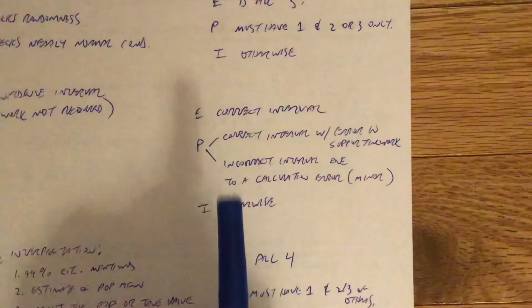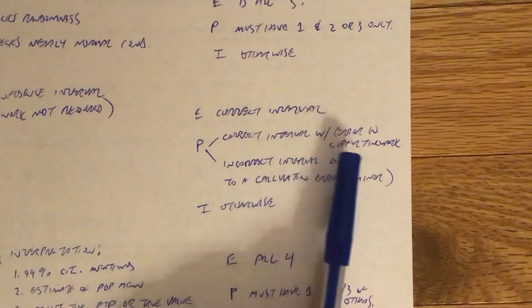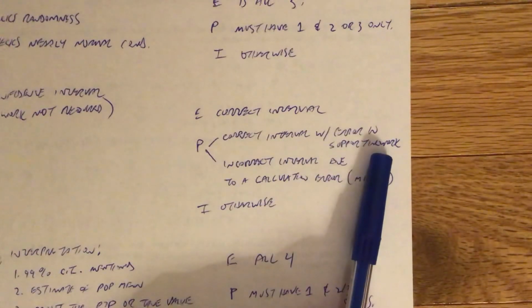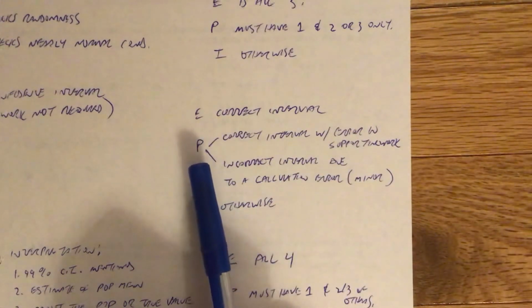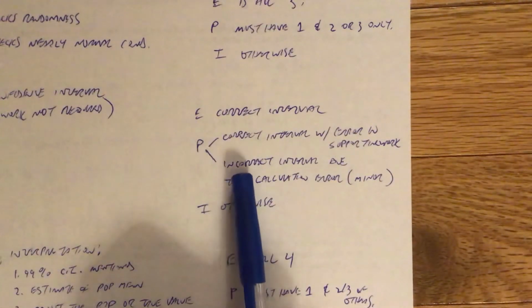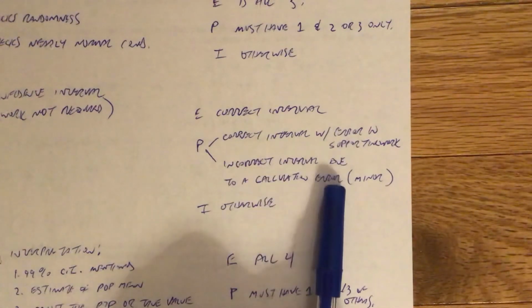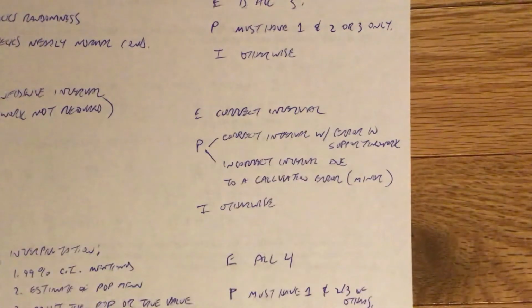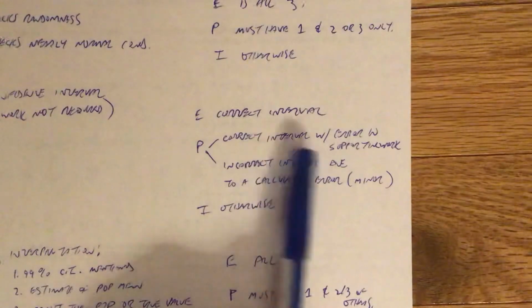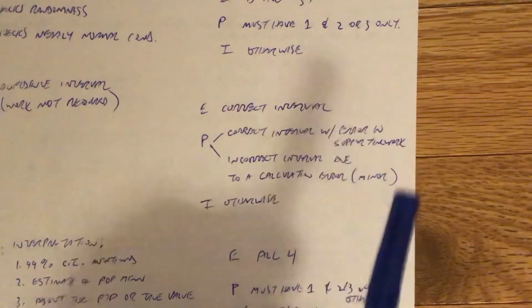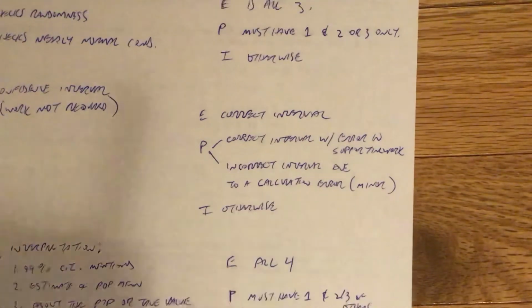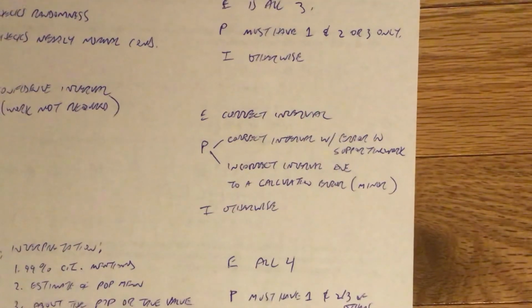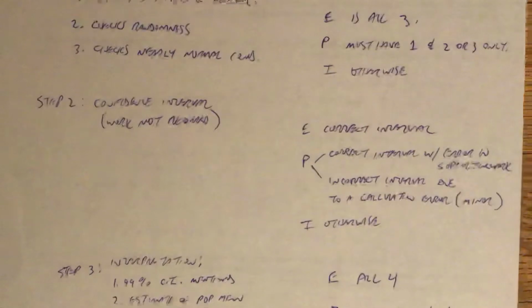P is you have the correct interval, but your supporting work is wrong in some way. So they allowed certain numbers of mistakes. And an incorrect interval due to a calculation error, like a minor error. So if you had the correct interval but had some kind of wrong support, or you have the incorrect interval due to a minor calculation error. Otherwise, it's an I. So this is actually making the confidence interval.